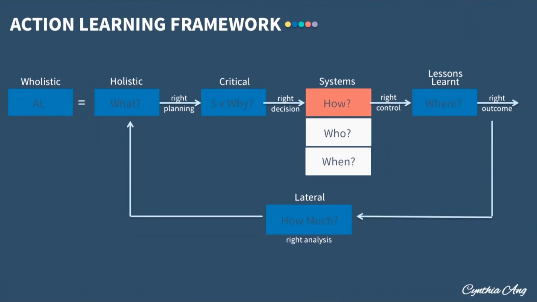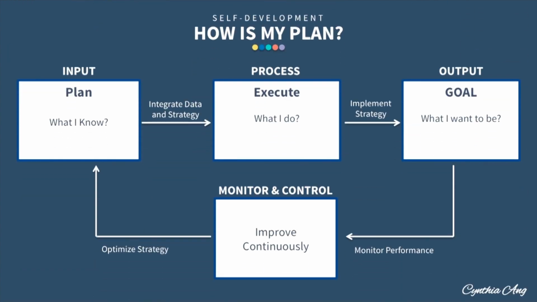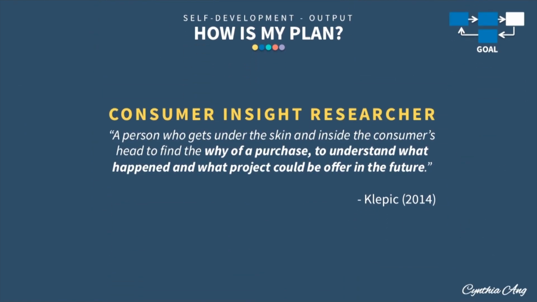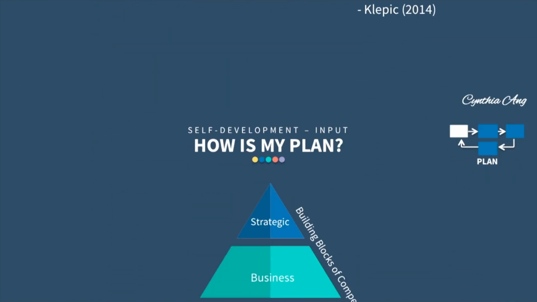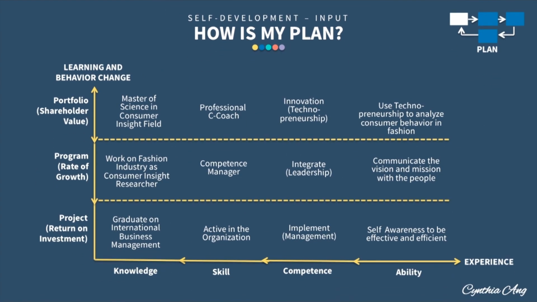So after knowing who am I going to be, now the question will be, how is my plan? And here I will use the IPO framework. So my goal is to be a consumer insight researcher. Therefore, my plan can be seen through the building blocks competence. And here are my plans. So for example, for my knowledge, I plan to graduate from IBM, then work as a consumer insight researcher and study more to get my master's degree.